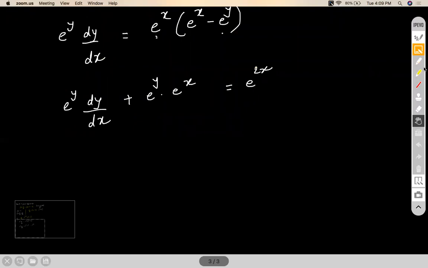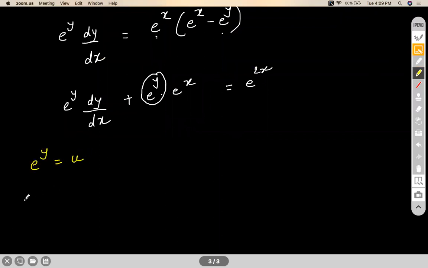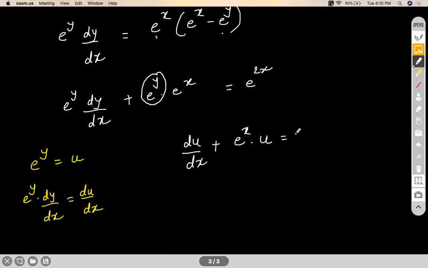Okay. Now this term I will take as u. So e to the power y dy by dx will become du by dx. So this whole term here will behave like du by dx. So du by dx plus u is equal to e to the power 2x, right? Now this is behaving like your p of the linear differential equation, and this is behaving like your q of the linear differential equation, correct? Now we can use our normal methodology to solve it.